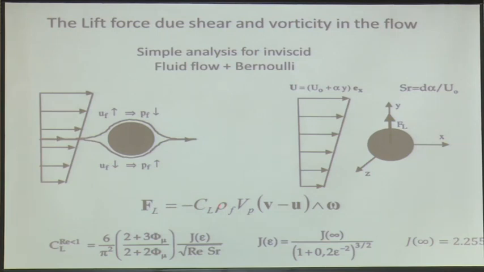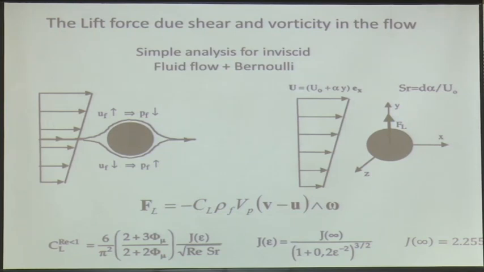But most of them are correlations, so it's a lift coefficient, like a drag coefficient, multiplied by rho f, the volume of the particle. And you see that here we have the cross product of v minus u, which is the slip velocity, the motion of the particle, by omega, which is the rate of rotation of the fluid. It's the vorticity, okay? So it's a curl of the velocity. And this is going to give you a force which is perpendicular to the flow.